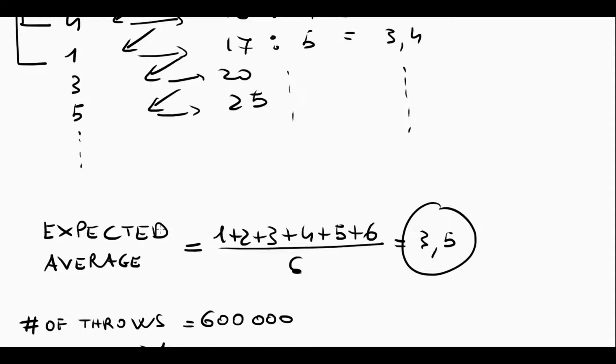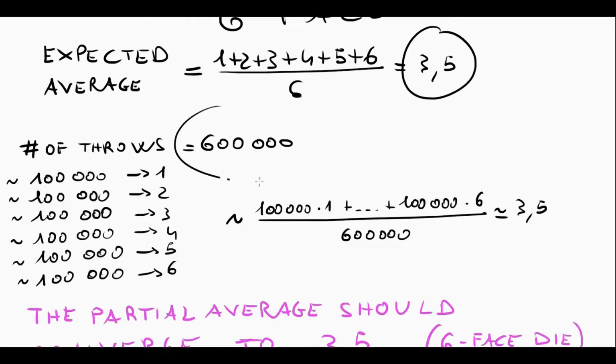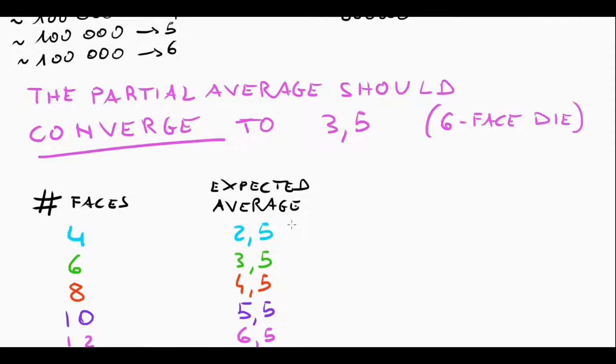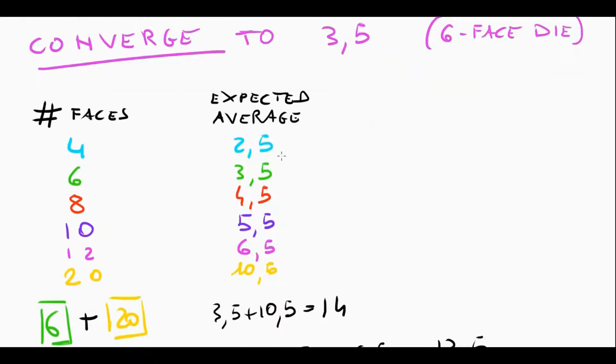For a 6-face die, this expected average is just 3.5. If we should have 600,000 throws, we should expect that they would be equally distributed between number 1, number 2, number 3, 4, 5, 6. So the average wouldn't change, and we would obtain 3.5 once again. If the number of faces changes, the expected average changes.